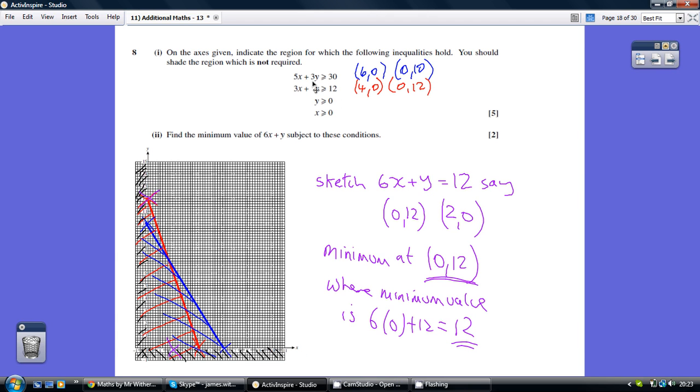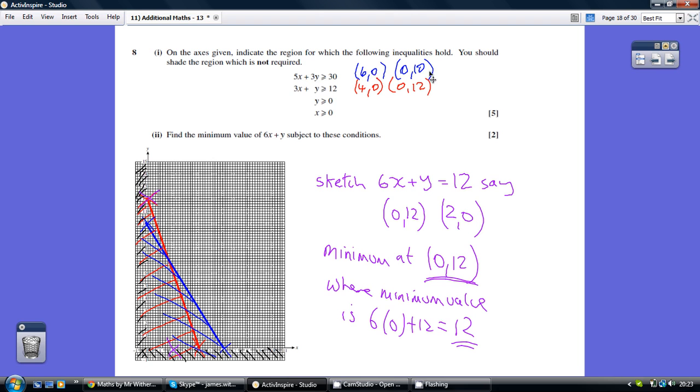To do this, just find a couple of simple points on each inequality. With this first one, I've said if x is 6, 6 times 5 is 30, then y must be 0. So (6, 0) is actually on this line where it equals 30. Equally, when x is 0, y must be 30, 3 tens are 30.